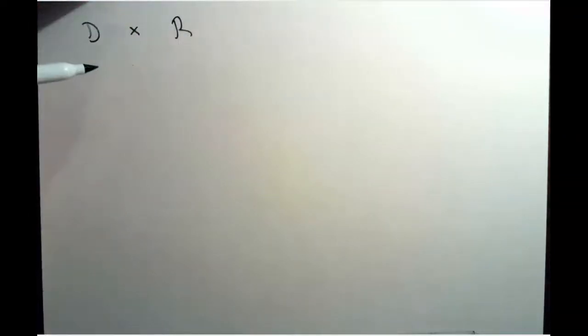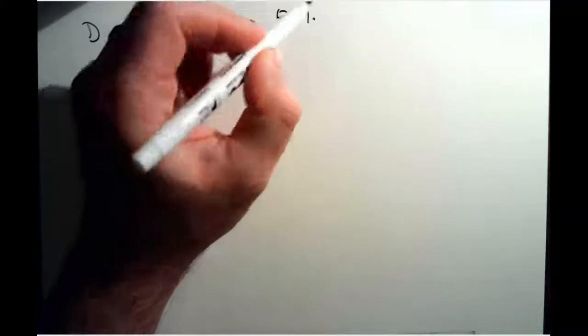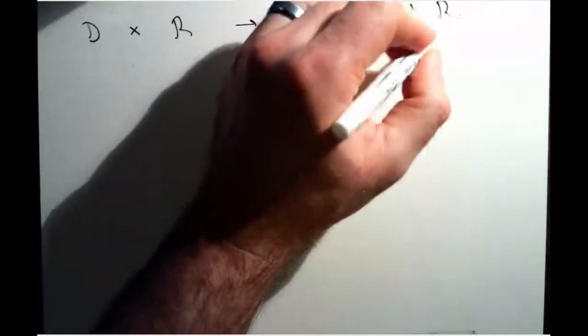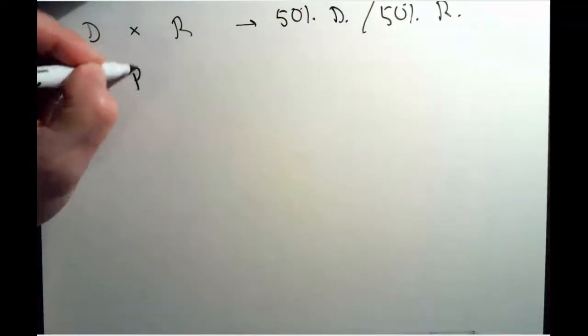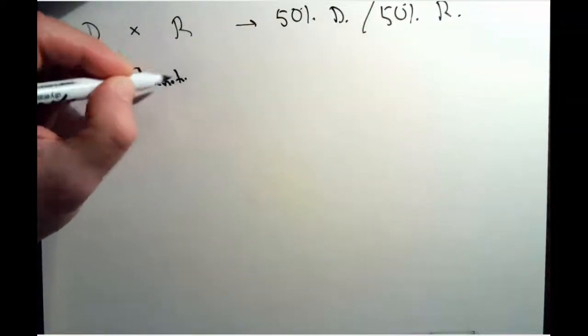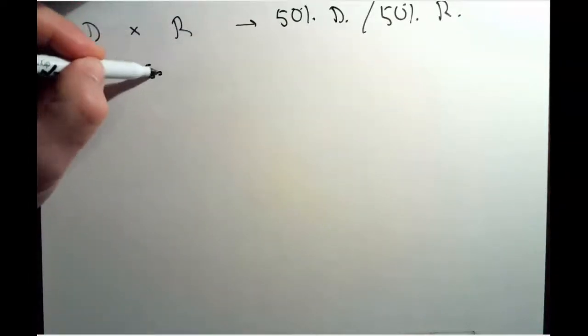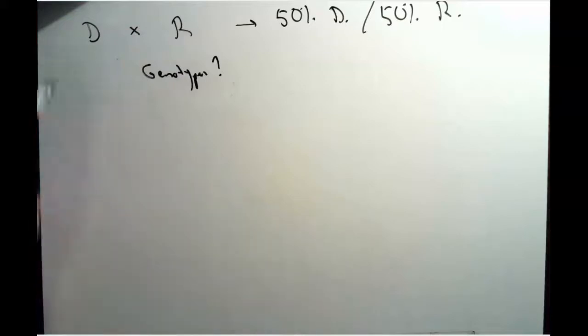You mate it with an organism that shows the recessive phenotype. And when they mate, 50% of their offspring show a dominant phenotype and 50% of their offspring show the recessive phenotype. And perhaps the question asks you, what are the parental genotypes? I'm writing phenotypes there. But what are the parental genotypes? In other words, what genotype do these two parents have?